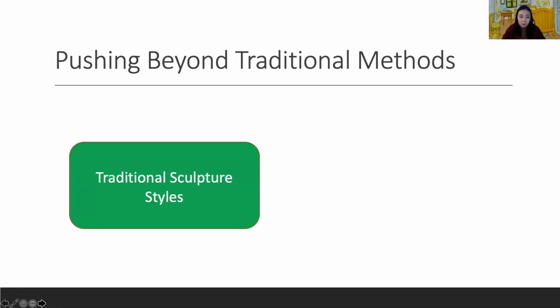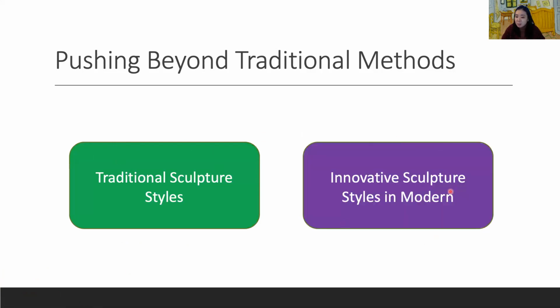And now we just looked over the traditional sculpture styles. Now we're going to see the innovative sculpture styles in modern. In modern, there are diverse types of sculpture we can see, such as earthworks, construction, assemblage, ready-made, kinetic and light sculpture, and installation. So let's see each of the innovative sculpture styles.